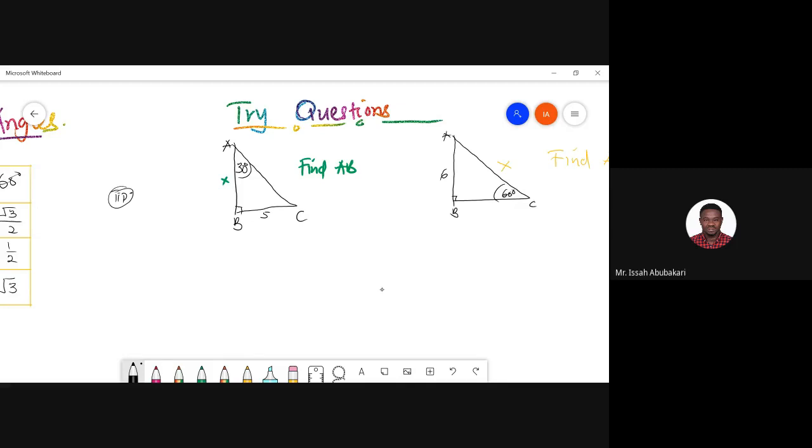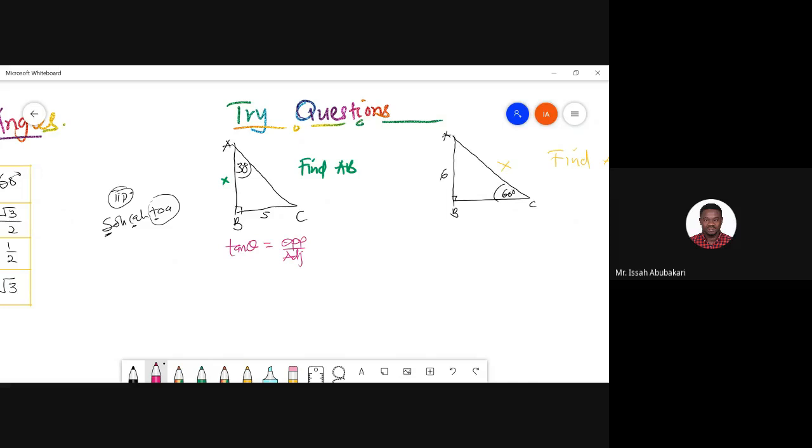We said we have SOHCAHTOA. So we are looking for any of these S, C, T. Which one is having opposite and adjacent? So we realize that it's only tan that is having opposite and adjacent. Then we have to use tan to solve for this particular question. So we're going to have tan theta is equal to opposite divided by the adjacent, right? That is the formula, or that is the ratio.